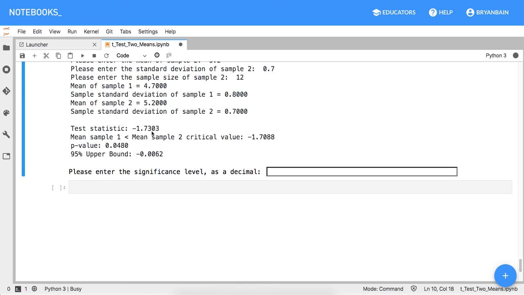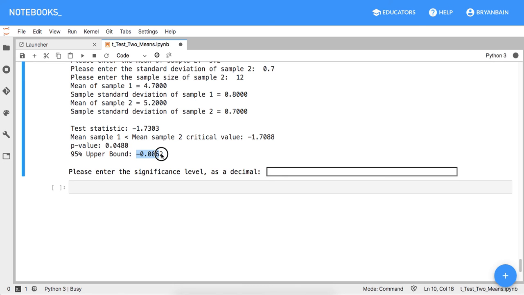So our test statistic is in that rejection region. Came pretty close, but it is in that rejection region. Our p-value, 0.0480, 4.8%, is less than the 5% significance level. And our 95% upper bound, the largest difference we would see, is negative 0.0062, which does not include the value 0.